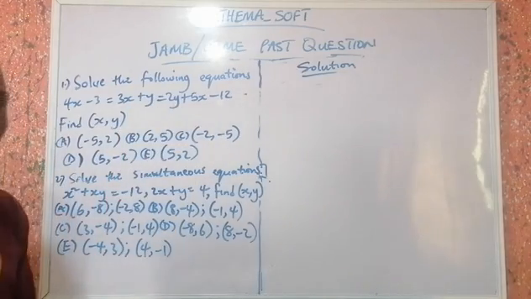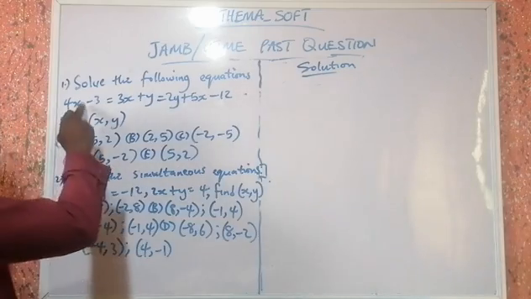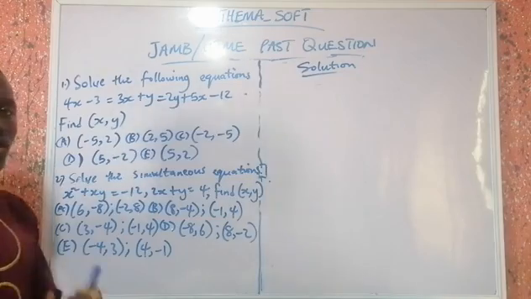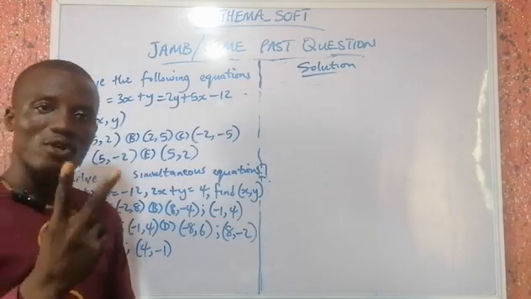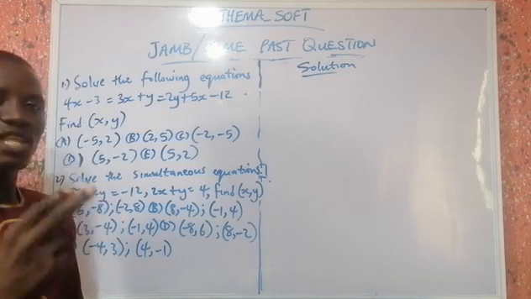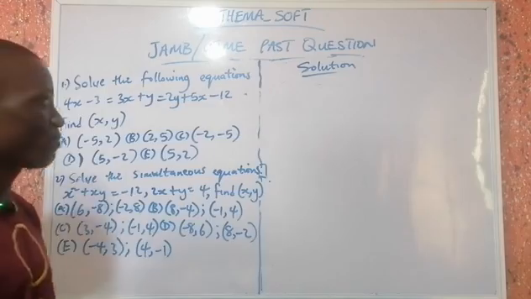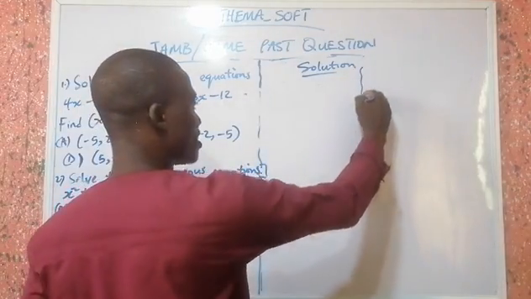That is not just the only way. In fact, even if you take the first with the third, they are all equal. All you are just trying to do is to derive two equations from these that you are going to solve simultaneously for you to get your x and y. So let's give that a try.